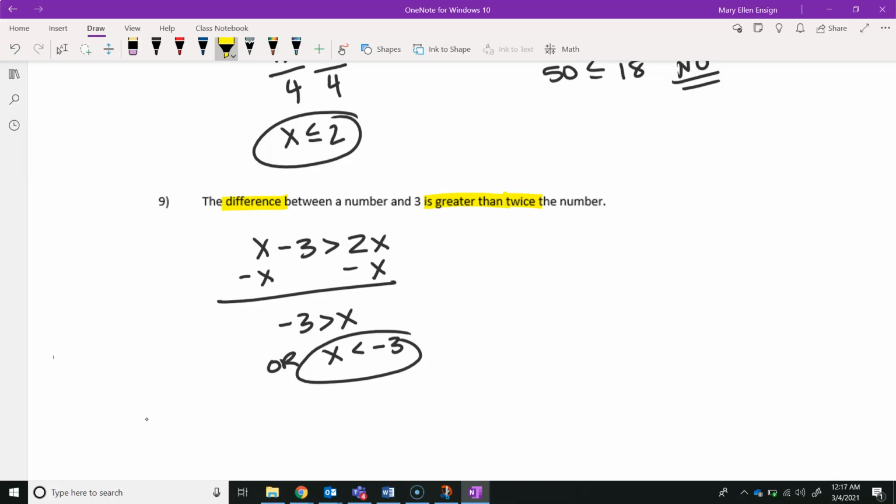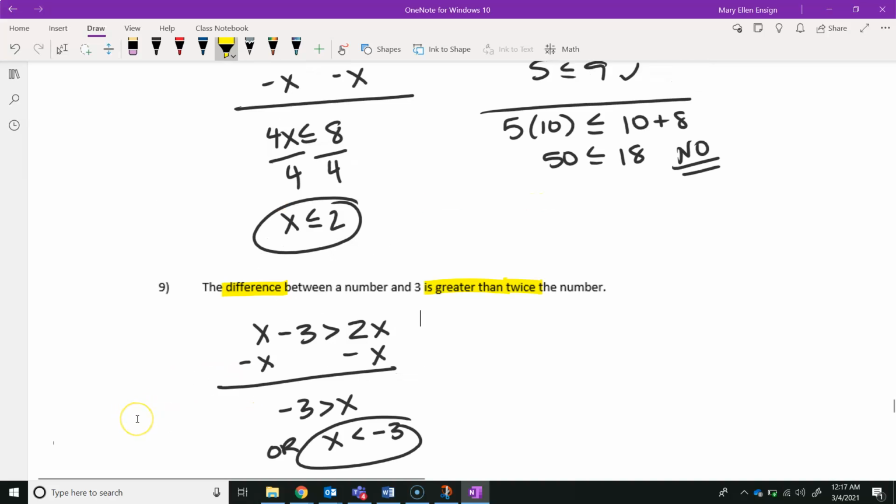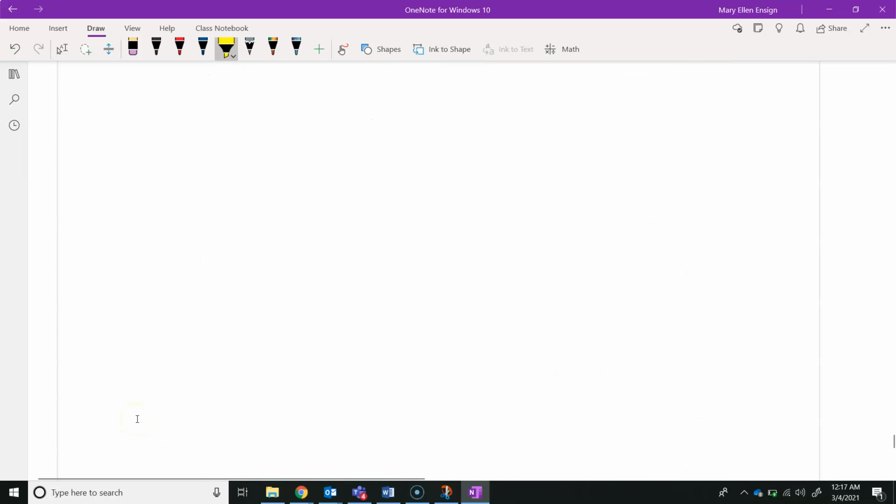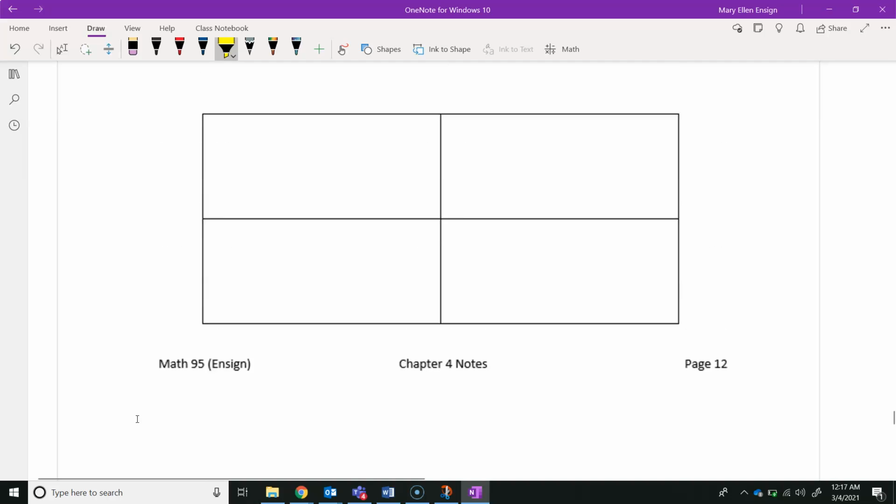Now normally I don't like to have my x on the right, but since there was no other term on the left, I just decided to. Remember that you can write these either way. So negative 3 being bigger than x also means that x is smaller than negative 3. Okay, so that is the end of the notes. Again, don't worry about those box things. So that's the end of the notes.